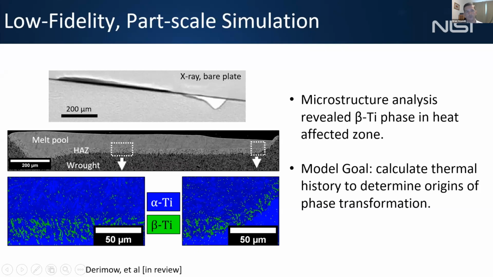And the goal that I'll be talking about today, at least, will be how we tried to understand the origins of this beta phase. And to do that, we reached out to Eddie Schwalbach, who we just heard from, to see if he could model the situation and calculate the thermal history to determine what was actually causing this beta phase.